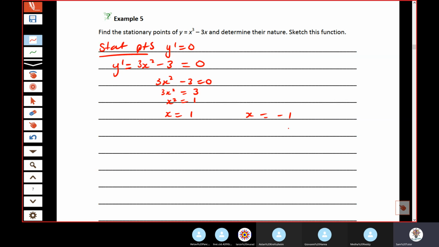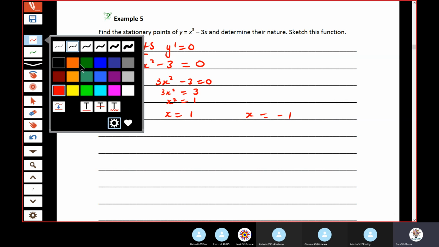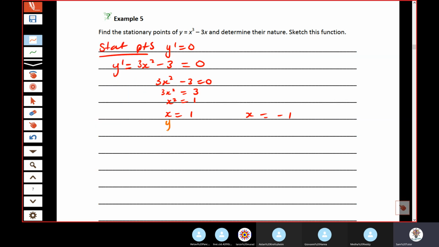Once I've got that, find my y. How do I find y? Sub 1 into the original. 1 take away 3, negative 1 plus 3. Done. 2 marks. Finished.